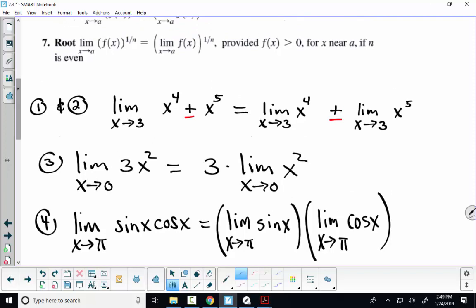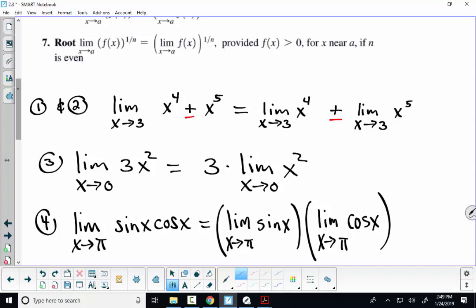The statement about the roots is still in line with what we know about even roots versus odd roots. So we can view roots as 1 over n power. So we can default back to the power rule where the limit can be passed through to the function and then we can apply the power, which in this case is a root, after we find the limit. The only thing we have to worry about is when we're dealing with even roots and those even roots evaluating to negative numbers.